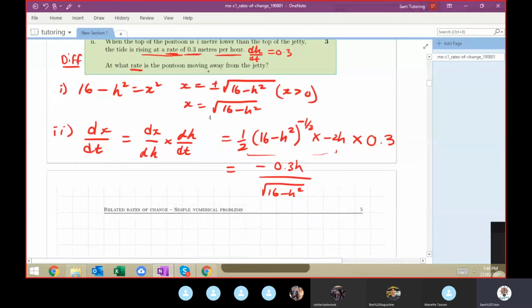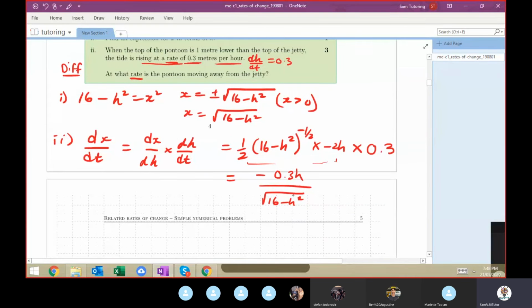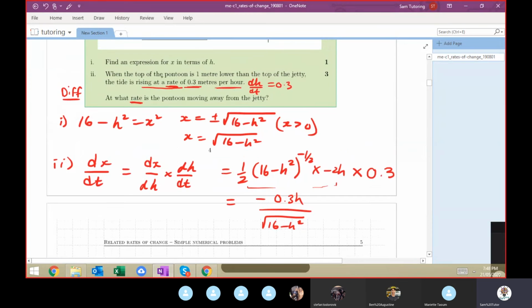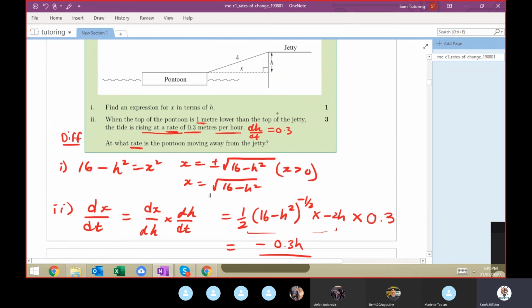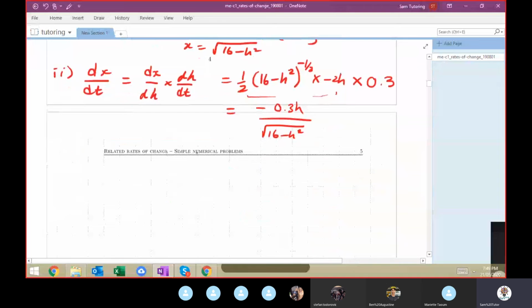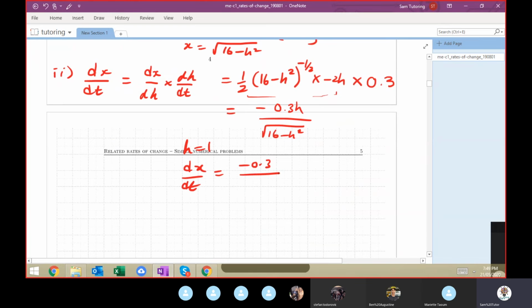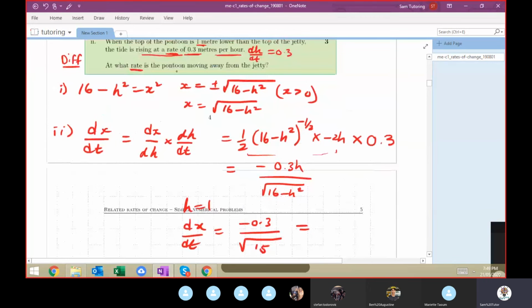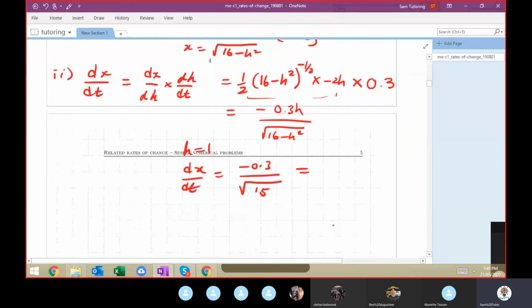The question was, at what rate is the pontoon moving away from the jetty? The only thing you don't like is the fact that you still have h. You now know when the top of the pontoon is 1 meter lower than the top of the jetty. So when h equals what? When h equals 1, the pontoon is 1 meter lower. So when h equals 1, dx on dt equals negative 0.3 on the square root of 16 take away 1, which is root 15. And that would be the rate that the pontoon is moving away from the jetty.